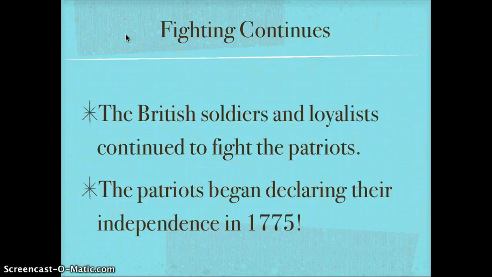The fighting continues. During this war, colonists and the British soldiers, or Loyalists, decided to fight each other, just like in any other war. The British soldiers and Loyalists continued to fight the Patriots. The Patriots began declaring their independence in 1775, even though the war was still going on and they hadn't won.